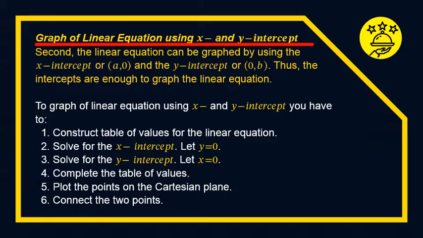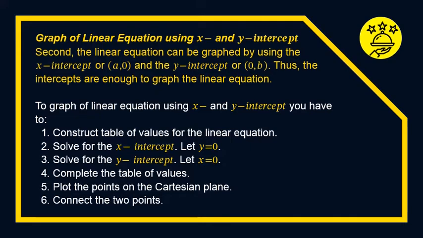Graph of a linear equation using the x and the y-intercept. Second, the linear equation can be graphed by using the x and the y-intercept. The x-intercept is (a, 0) and the y-intercept is (0, b). Thus, the intercepts are enough to graph the linear equation.